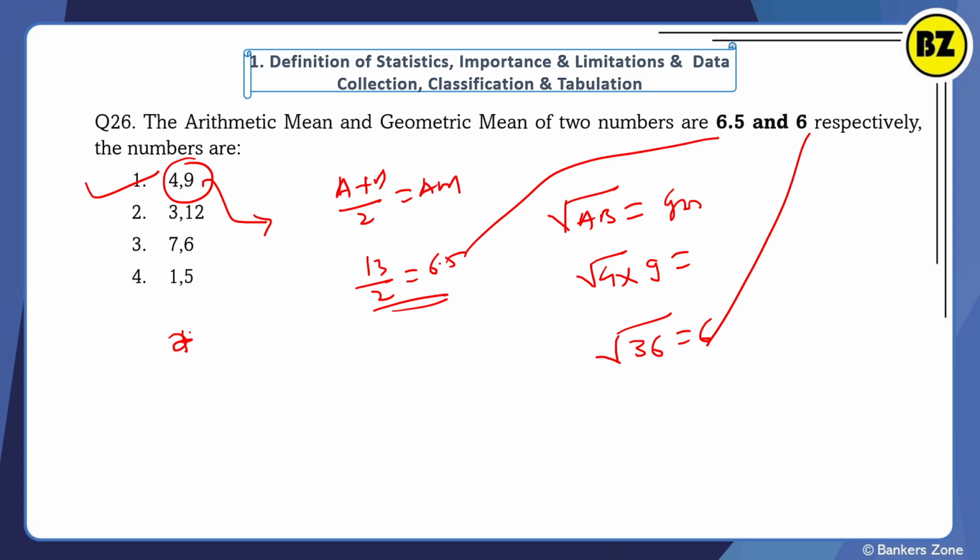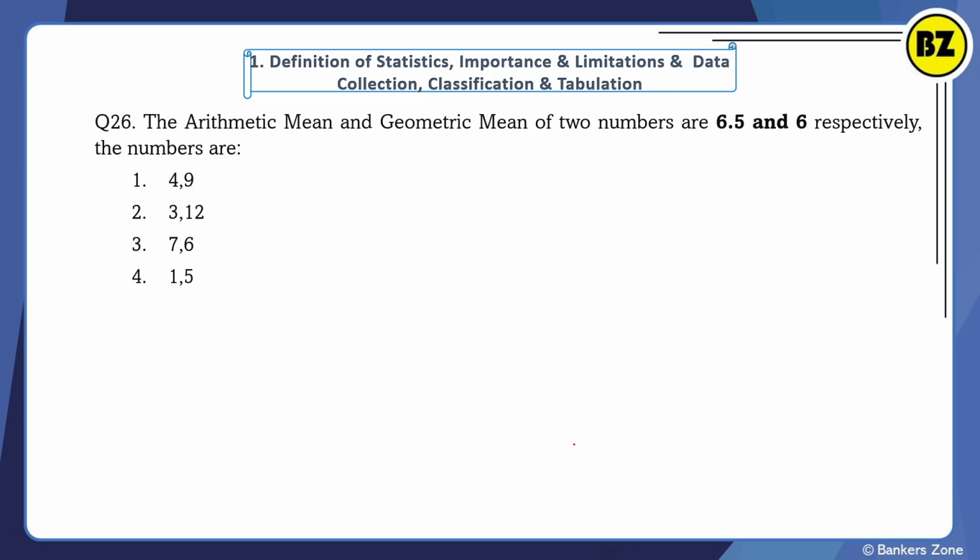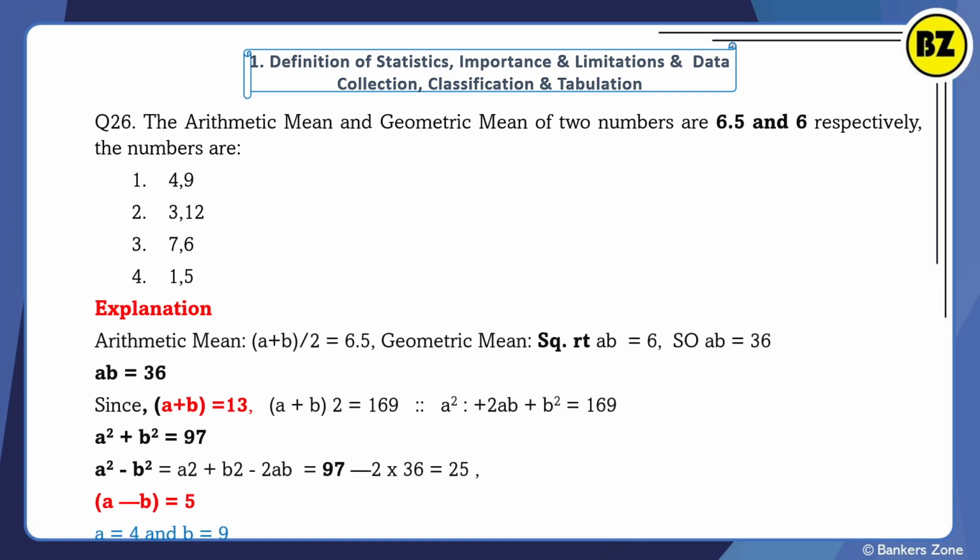You see, always try the arithmetic mean and geometric mean questions by the trial and error method. So what is arithmetic mean? It is (A plus B) divided by 2, if A and B are two numbers. What is geometric mean? It is the under root of A into B. You can just use the trial and error method. If you want to go by the solution, it is here for you, but I recommend the trial and error method.